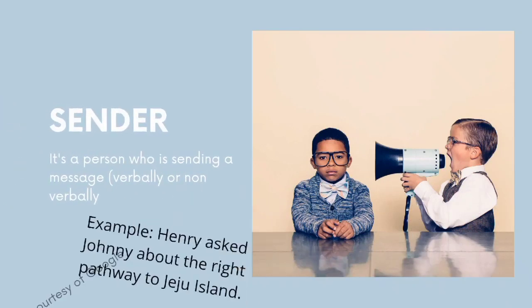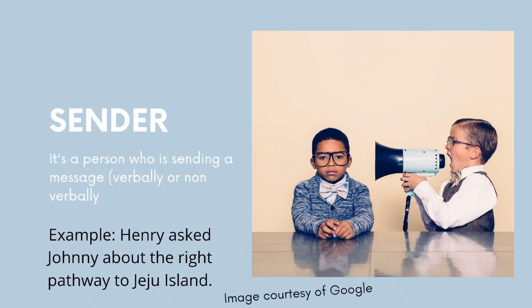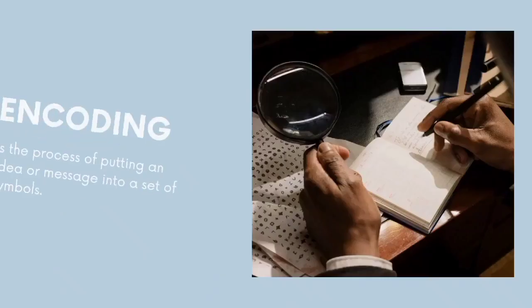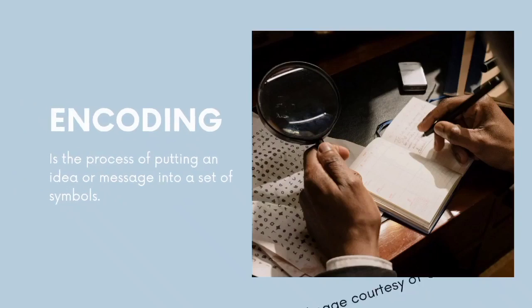First is sender. It's a person who is sending a message verbally or non-verbally. Example is Henry asked Johnny about the right pathway to Jeju Island. So Henry is the sender while Johnny is the receiver. Encoding is the process of putting an idea or message into a set of symbols. Encoding also occurs when the sender begins to formulate the message.